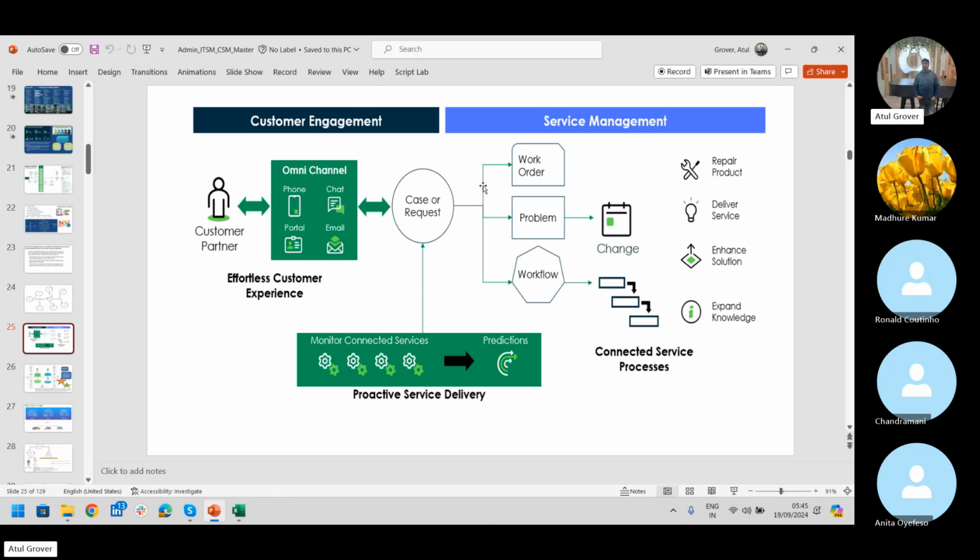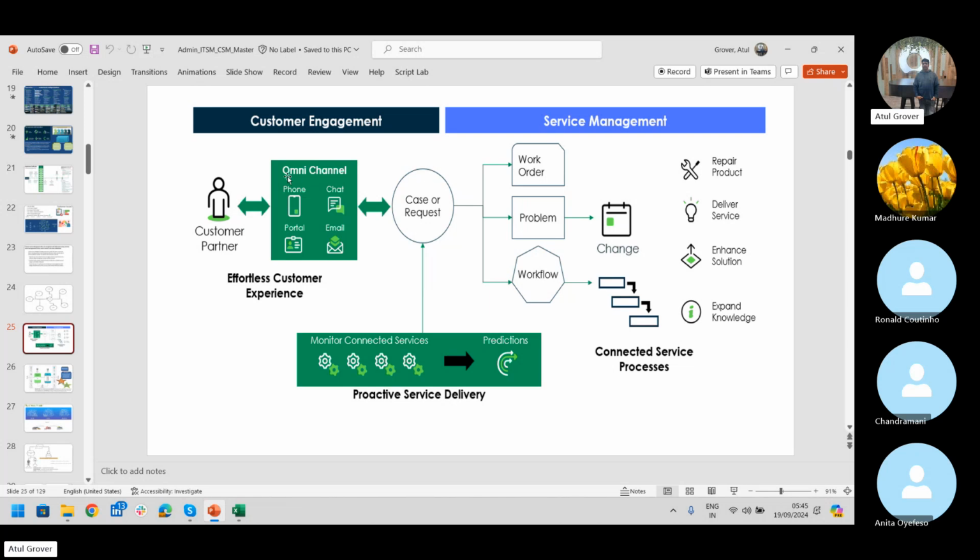The session should be interactive now. It's not one way, it should be two way, because these things are confusing in the mind and we have to sort out all these things. Right. So in this, we're trying to link CSM with ITSM, or ITSM, yes, service management.